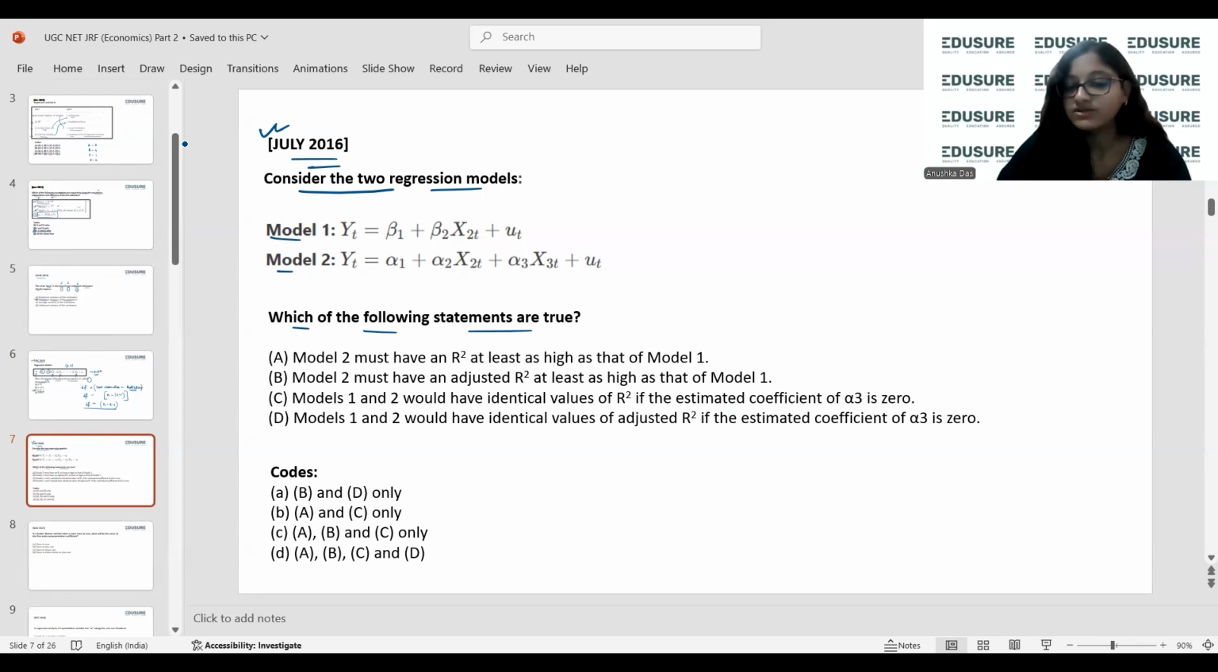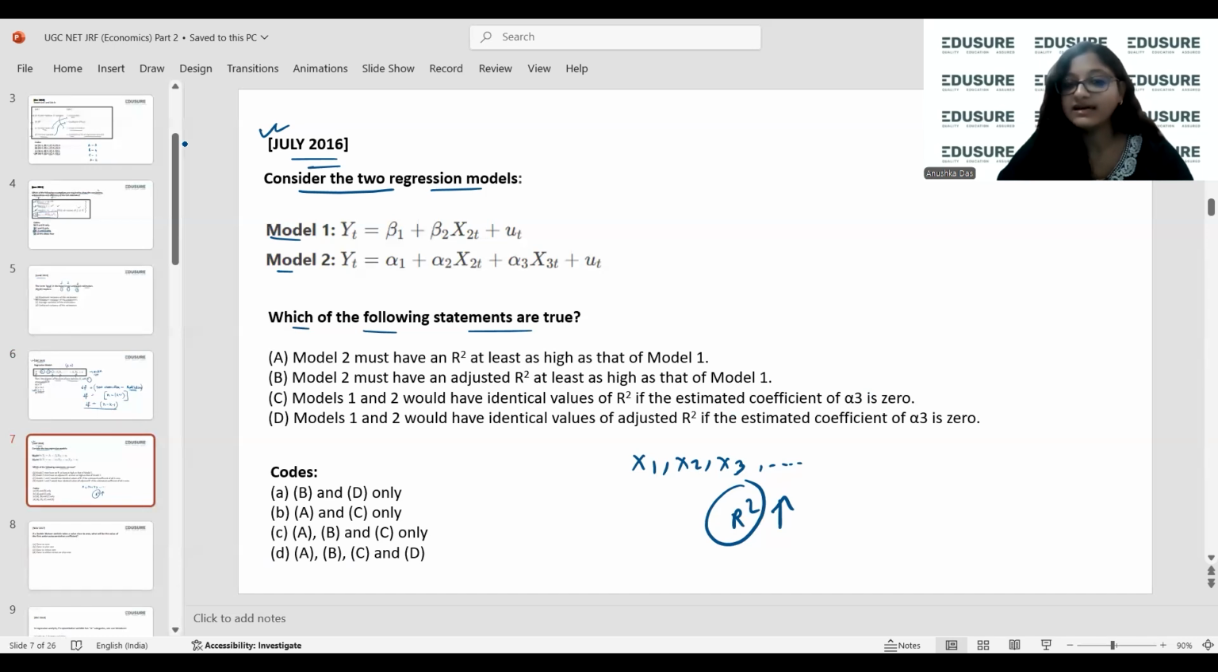What does this mean? If you keep on adding new explanatory variables in your model, your R square will always increase. Non-decreasing means it will always increase. If you include explanatory variables in your model, your R square always increases. But it could be that some of these variables are not statistically significant. They could be statistically insignificant, but R square denies this fact. That is the severe drawback.